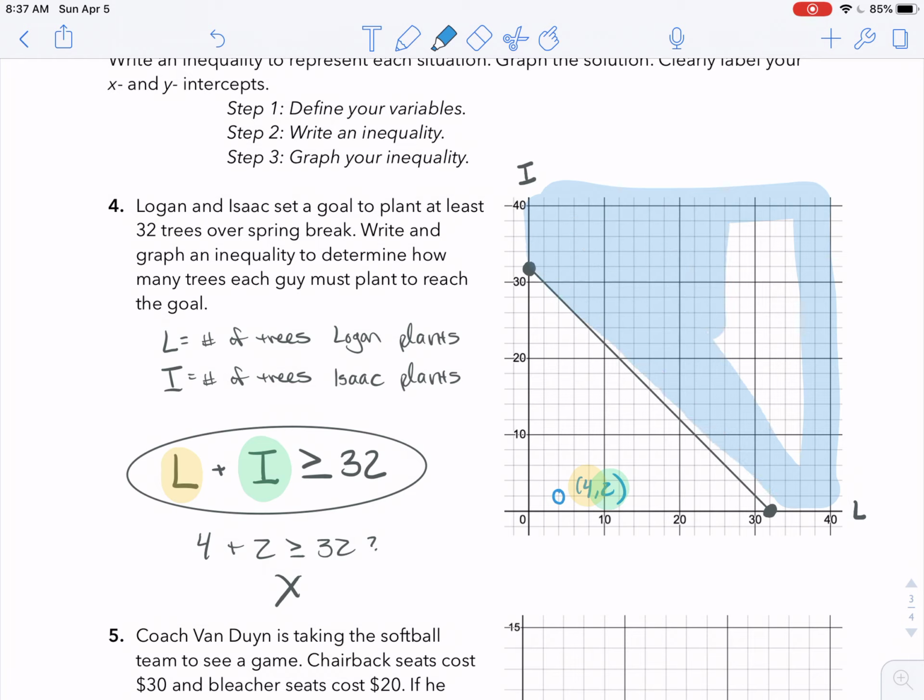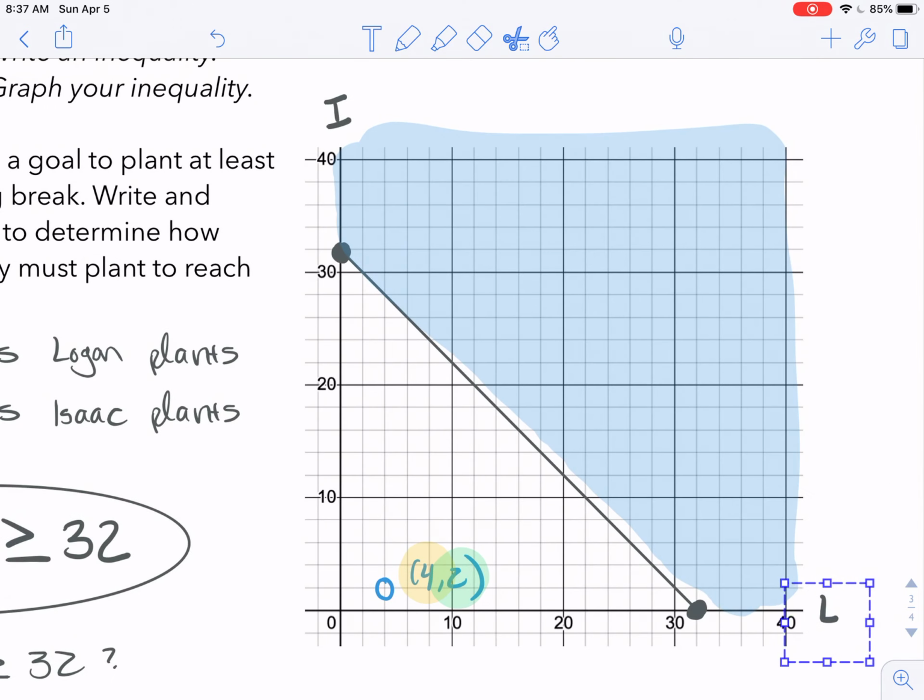So what this graph represents are all the possible solutions, all the possible combinations of trees that Isaac and Logan can plant to reach their goal. For example, if we look at this point right here, that means if Logan plants 20 trees and Isaac plants 12 trees, then they will meet their goal. Or if both of them plant 16 trees, that seems the fairest.